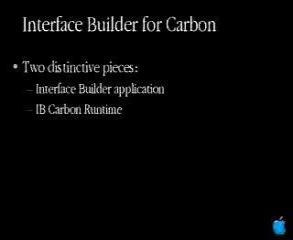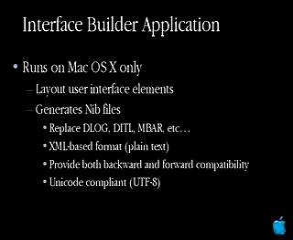So let me talk about Interface Builder for Carbon. There are two distinctive pieces: the Interface Builder application, the tool, and the IB Carbon runtime. Those are two different pieces. Let me talk about the application. IB only works on Mac OS X. This is a Cocoa application, and it only runs on Mac OS X. It allows you to lay out your user interface as you've been seeing here. It generates a nib file, which is a replacement for all the DLOG, DITL, and MBAR resources that you used to use. Those are now replaced by a nib file.